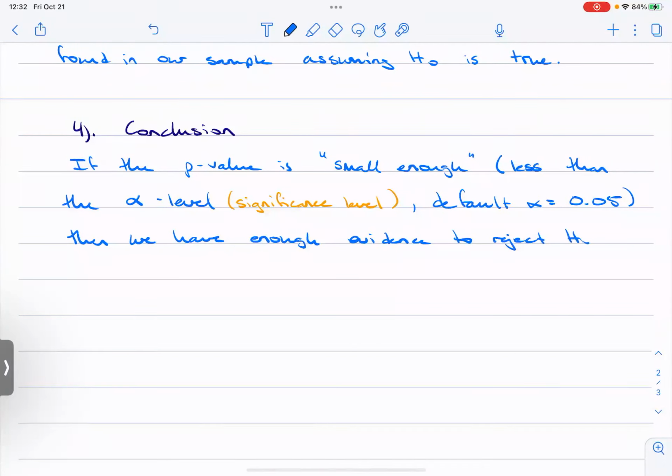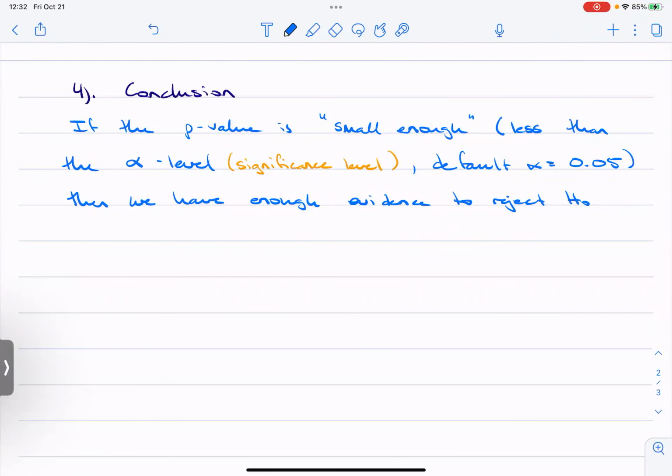If I'm going to reject it, I should probably say what the alternative is, right? And it is the alternative hypothesis. So then I'm going to say I'm going to reject H naught in favor of HA.